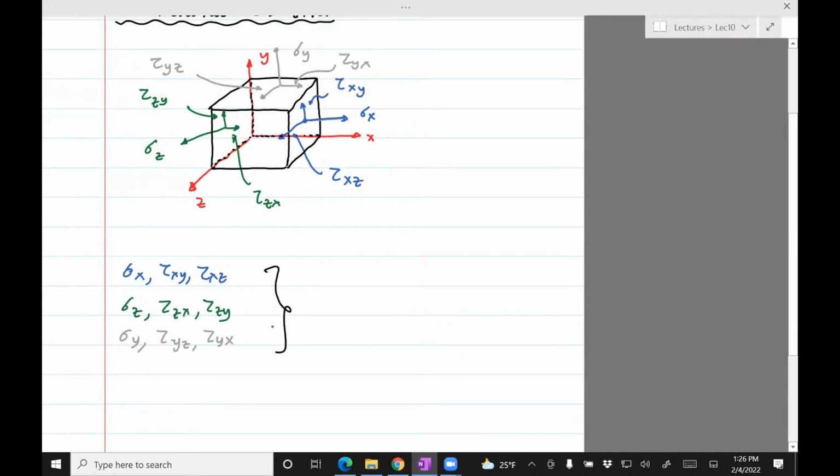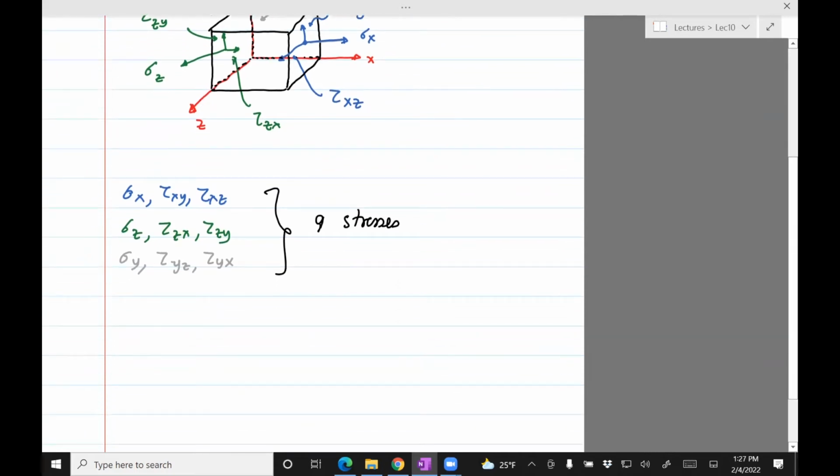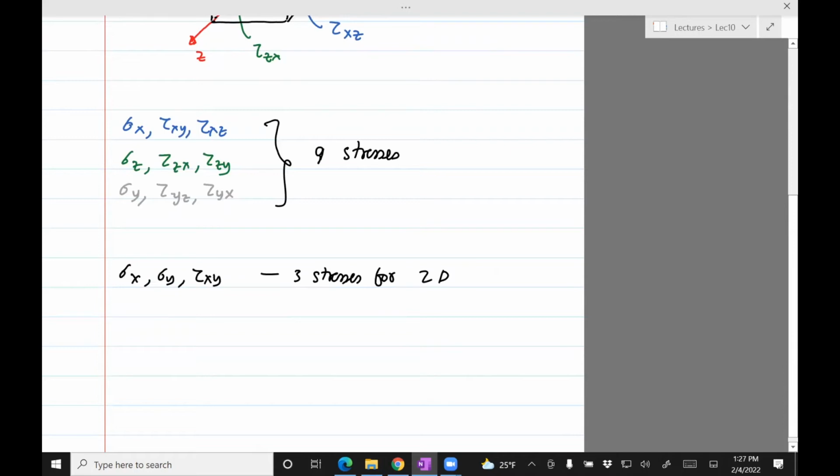So we see that there are 9 stresses in 3D. And for 2D, we wrote this down earlier: sigma x, sigma y, tau xy are 3 stresses for 2D. Right, so we used those stresses, sigma x, sigma y, tau xy, to do analysis using the Mohr circle.